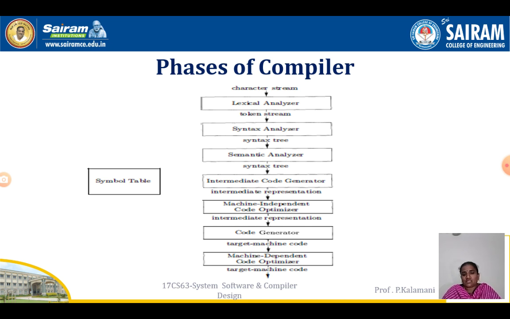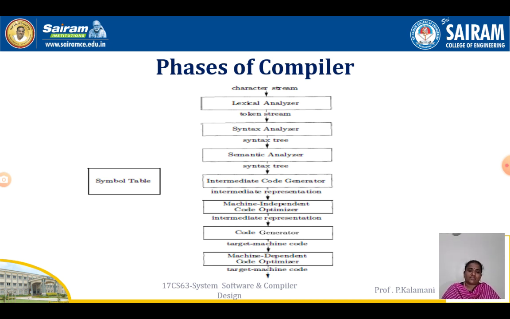Then that is given as an input to the intermediate code generator. The intermediate code generator converts it into various intermediate representations like quadruples, triples, indirect triples, and so on. Then that is given as an input to the machine independent code optimizer. It generates optimized code in terms of cost, size or space, etc. Then that optimized intermediate program is given as an input to the code generator. It generates the target machine code.